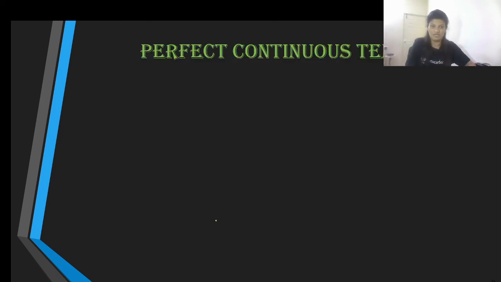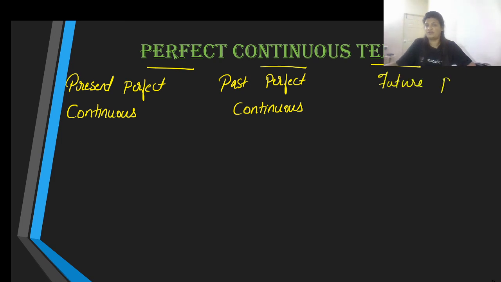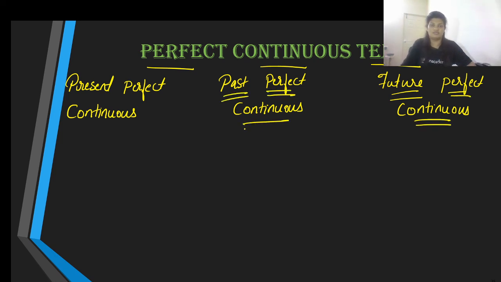So these are contractions. Let us proceed towards the final thing, that is perfect continuous tenses. We have three different tenses when it comes to perfect continuous tenses. Number one, we have present perfect continuous. Number two, we have past perfect continuous. Number three, we have future perfect continuous. We have these three tenses in perfect continuation. And how are they different from each other?